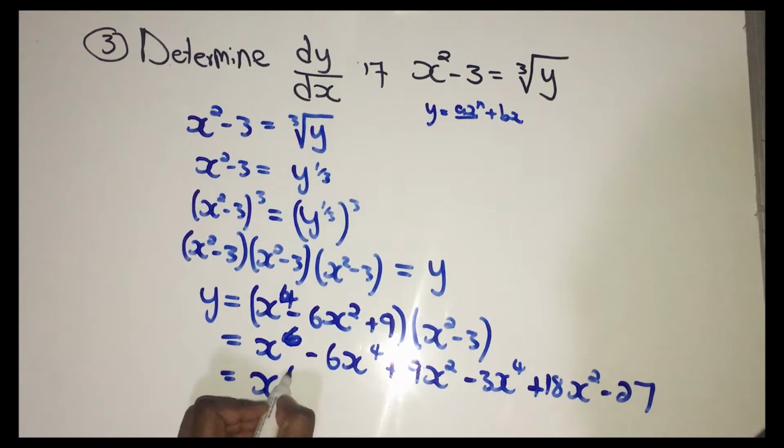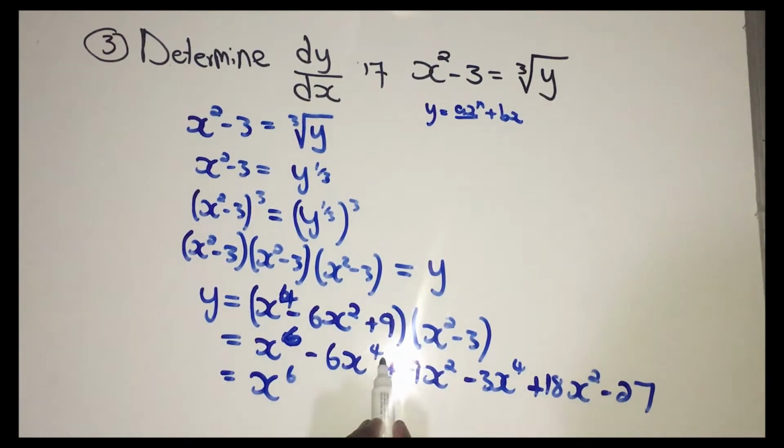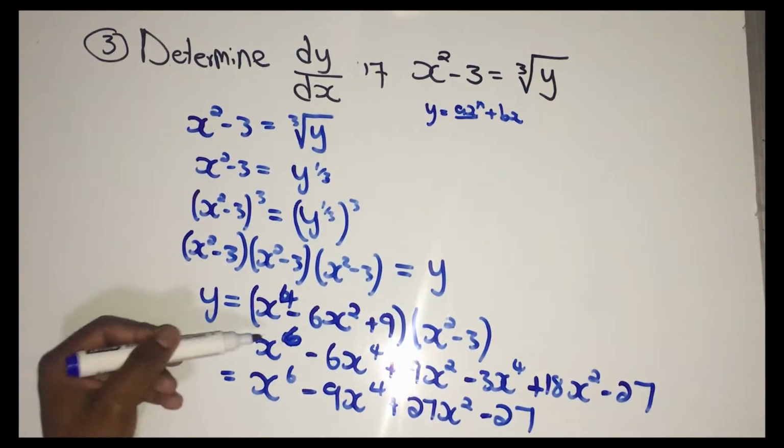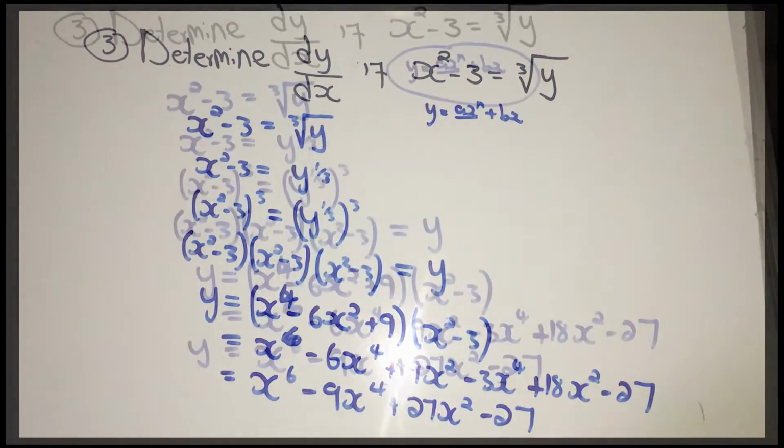We're still going to have x to the 6. And then anything with x to the 4, that's minus 6 and minus 3, so it becomes minus 9x to the 4. Then we're adding the like terms again for x squared. So that's going to be 9 plus 18, so that is plus 27x squared, and then the remaining term, if I'm not mistaken, is going to be minus 27. So that's simplifying this whole thing by adding the like terms.